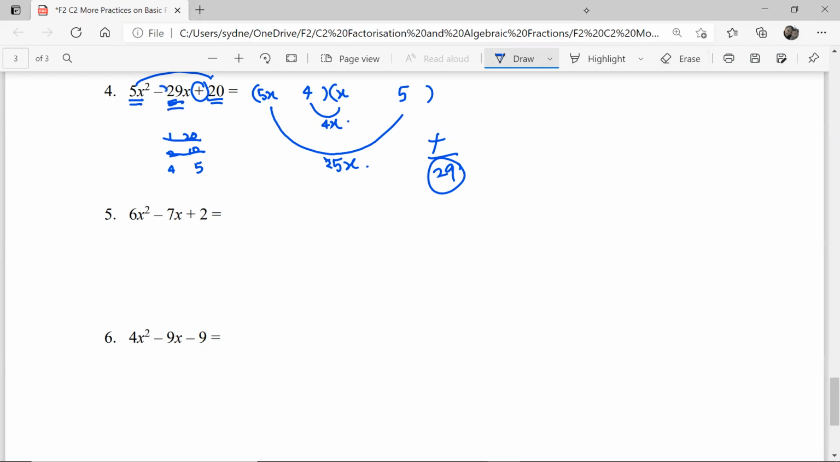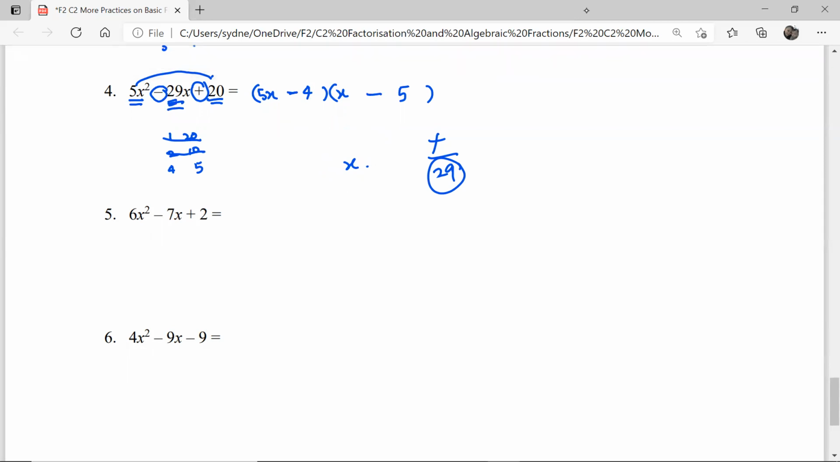Now I want it to be negative 29. That means both must be the same negative. Then only we will get the sum of the same sign, negative. Therefore, in order for us to get negative 4x, negative should be placed here and the one at the back. So that's it. We have just factorized this question.